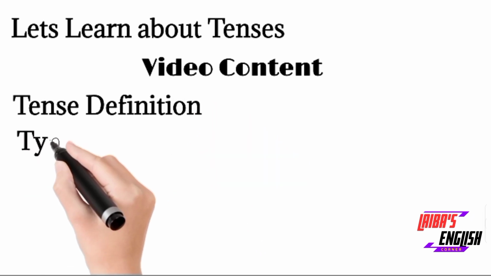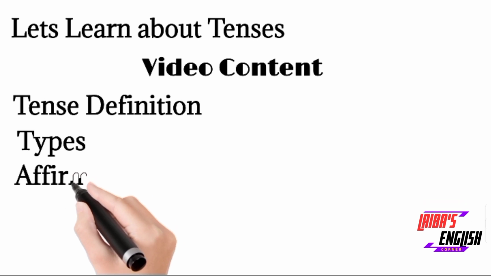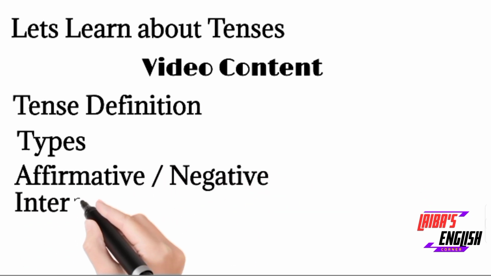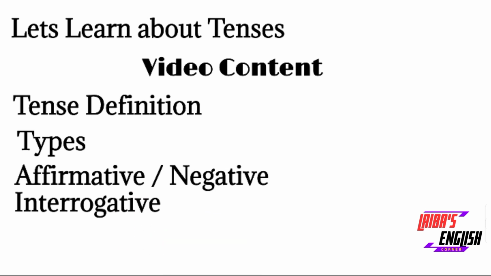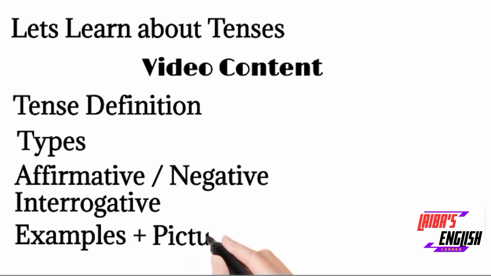After the definition of tense, we will discuss different types of tenses. And those types are further subdivided into three types, which are affirmative, negative, and interrogative. We will discuss them in detail along with the examples. We will use multiple examples of each tense to make the concept fully clear. With examples, we will use a lot of pictures to make our video more attractive.